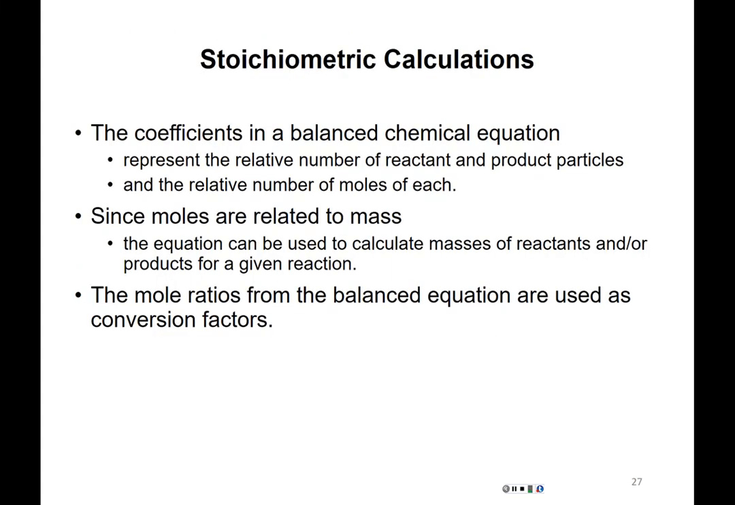A term you hear a lot is stoichiometry, and stoichiometry really means just the ratios of compounds in a chemical reaction, and you get that from the balanced chemical equation. And you can use these stoichiometric ratios in calculations. Again, these coefficients are from the balanced chemical equation, and they represent the number of reactant and product particles, either molecules or moles, that react with each other.